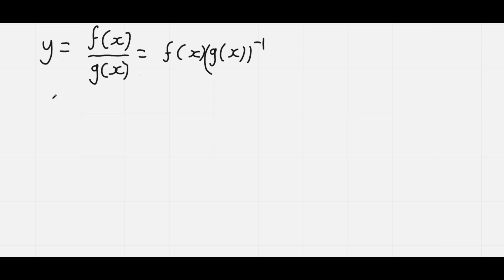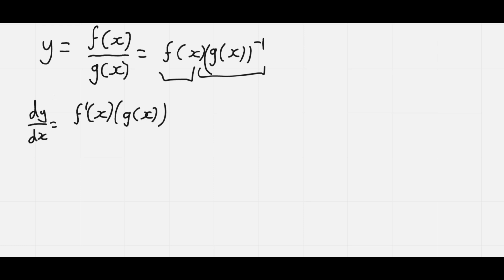Now this is the product rule. I've got a function here, I've got a function here. The second one is a function inside a function. So what I can do is find dy dx. dy dx is going to be, first of all, find the derivative of f of x. That's going to be f prime of x multiplied by just the regular of the other, so g of x to the -1.